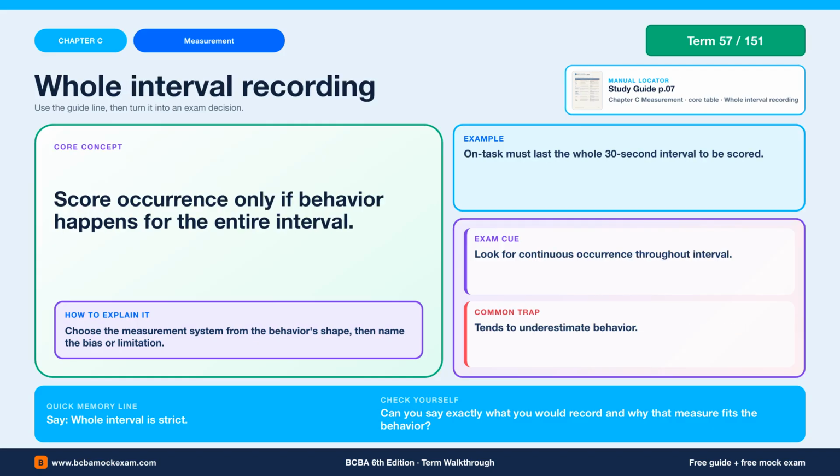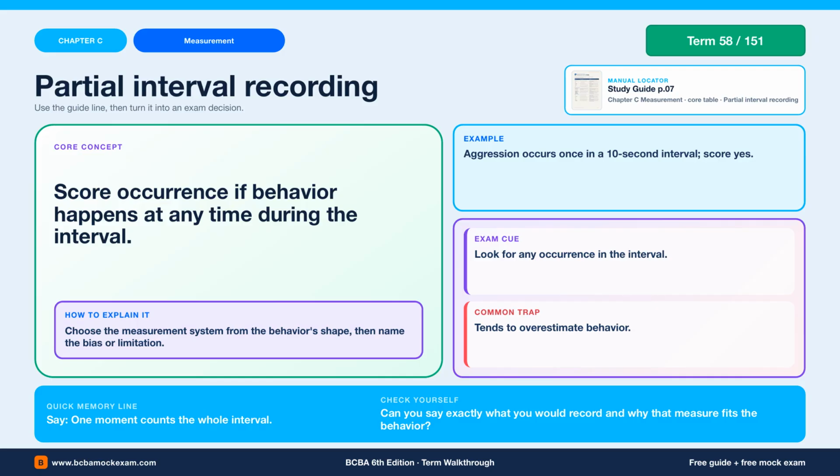Whole interval recording. Whole interval recording scores behavior only if it occurs during the entire interval. For example, if on-task behavior must occur for the whole 30 seconds, and it stops for 5 seconds, that interval is not scored. The exam cue is behavior must happen for the whole interval. The trap is forgetting the bias. Whole interval recording tends to underestimate behavior. Memory line: Whole interval is strict.